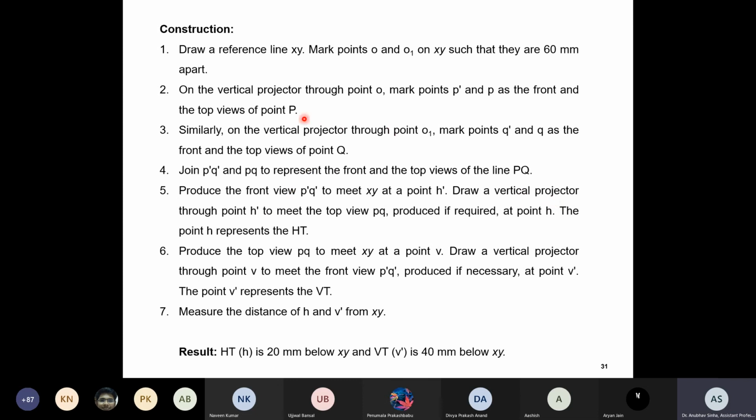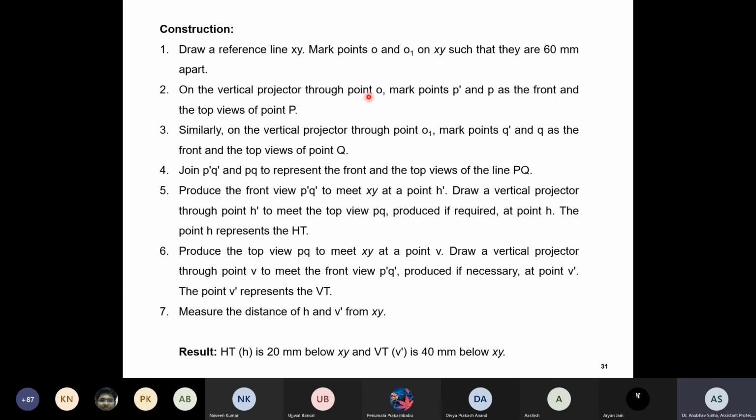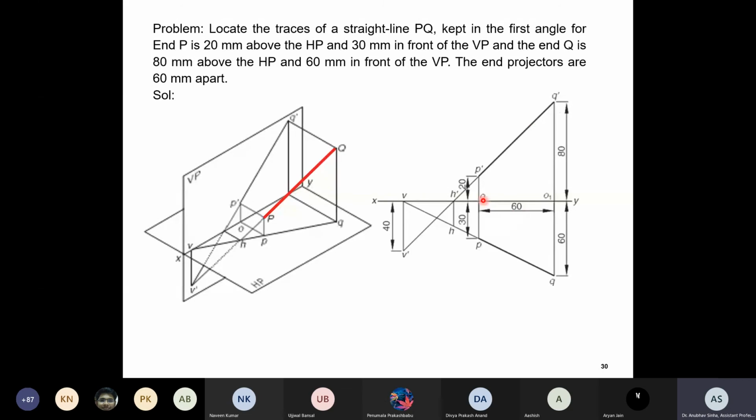Now on the vertical projection through O, mark point P dash and P as the front and top views of point P. So through O, I will mark P dash and P. Till now we are talking about this line. We have made the plan and elevation for that line PQ.